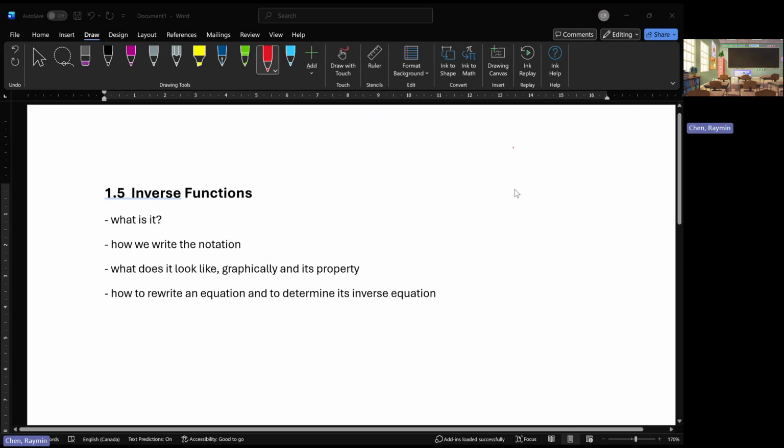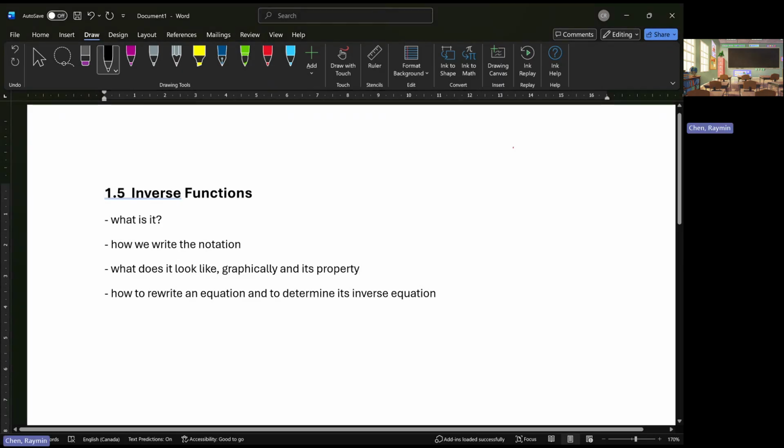Speed it up really quickly. What is inverse function? Let me just move my keyboard out of the way so I can use my tablet more effectively.